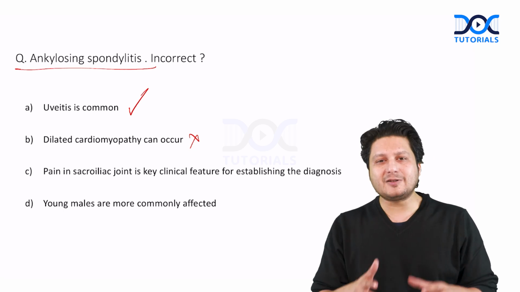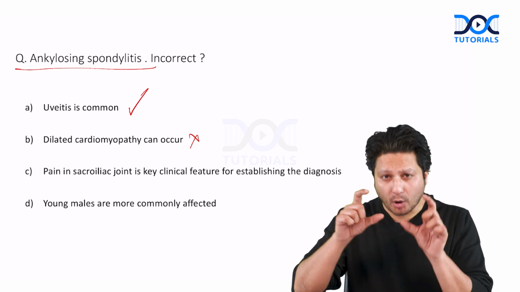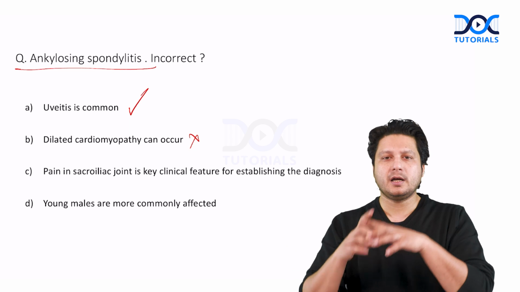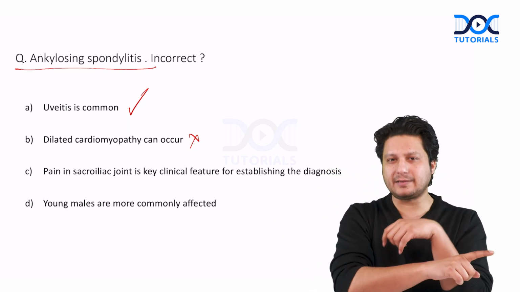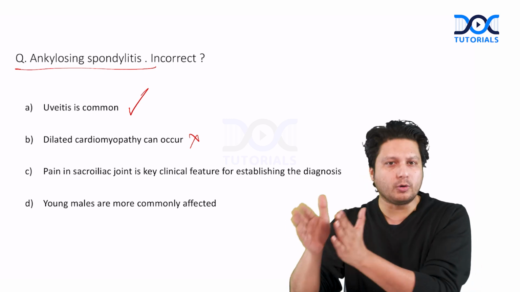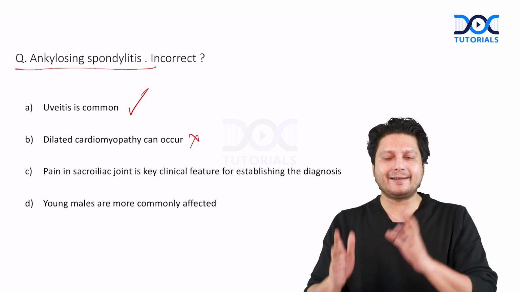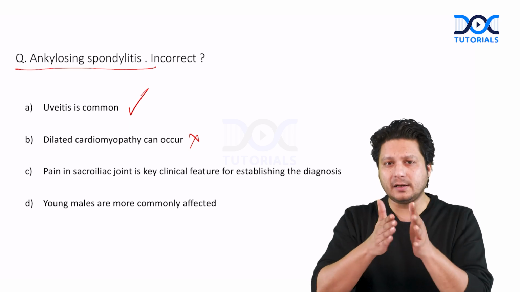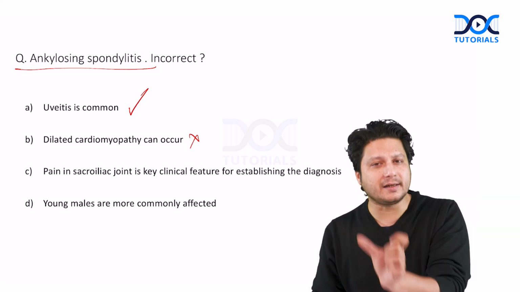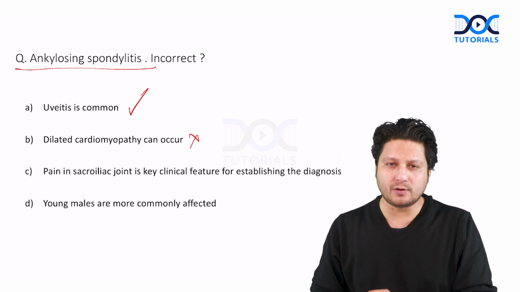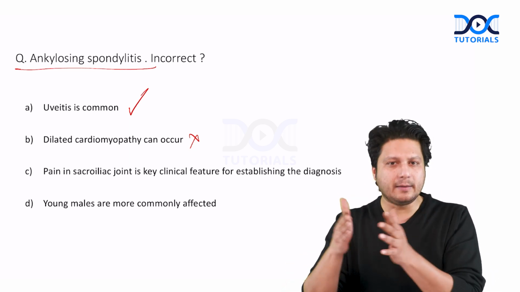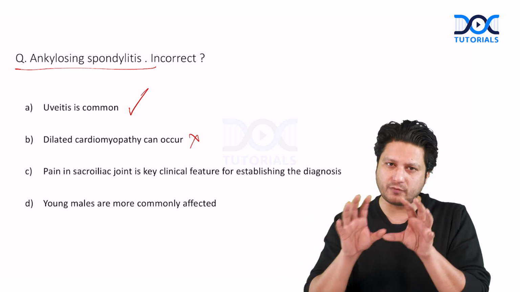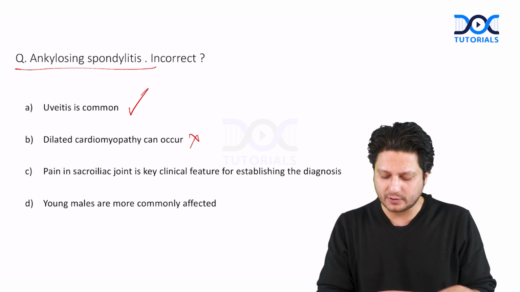Then the third one is pain in the sacroiliac joint is important in establishing the diagnosis. Try to understand this: if a patient does not have pain in the sacroiliac joint, you can rule out ankylosing spondylitis, because it is not only considered to be the earliest clinical finding, but the most consistent clinical finding in ankylosing spondylitis. So pain in the sacroiliac joint is extremely important in establishing the diagnosis for this condition. So this option is also true.